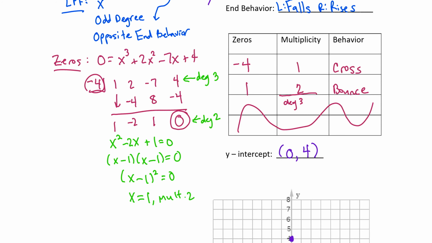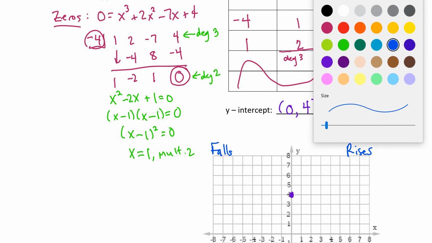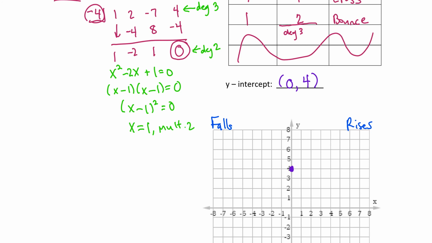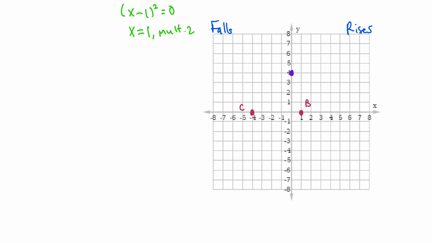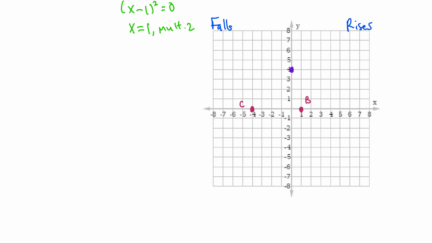The left end falls and the right end rises. And it's going to cross the x-axis at -4. I'm just going to put a C for cross. And it's going to bounce at 1. Now remember, when we approach these graphs, we're going to put all of these clues together to come up with a pretty good sketch of our graph. Got a cross here. I'm not sure where it turns around, so I'm just going to make it turn around somewhere. We know it has to bounce here and then rise beyond that. So that's kind of my sketch.